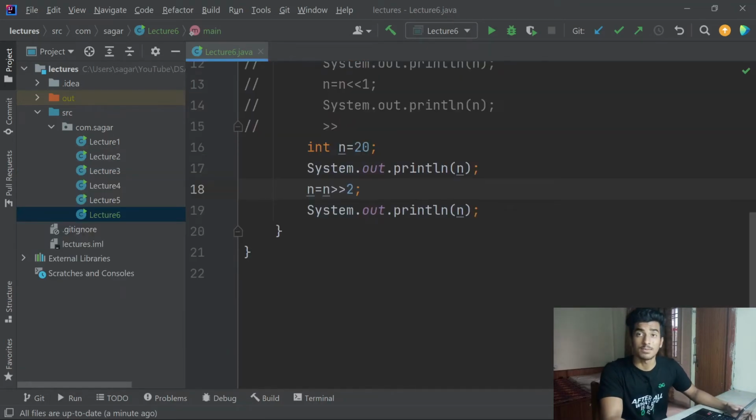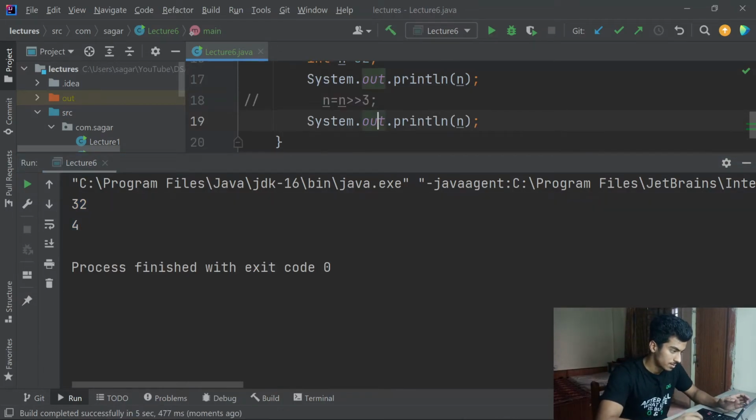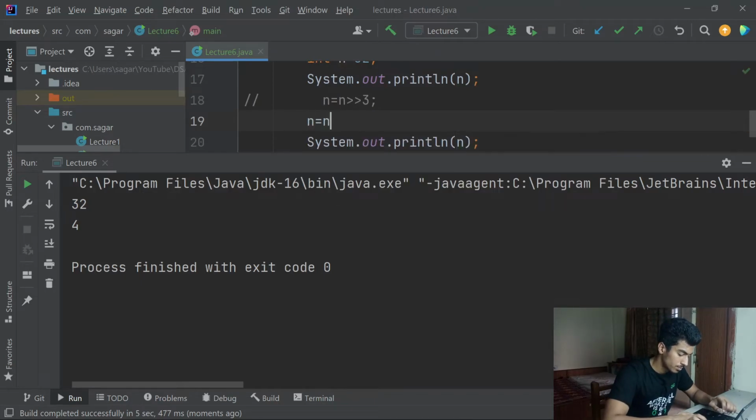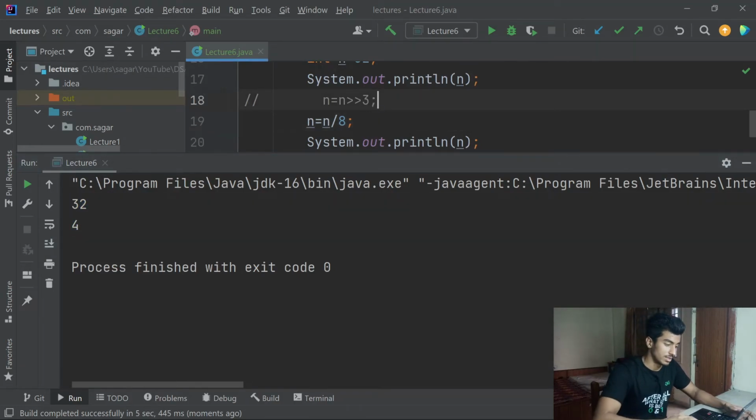So when you want to divide some number with 2 to the power n, then you can write it like this. Suppose I have here 32, I want to divide it with 8, so I will write here 32 divided by 8 is, as you can see, 4. You can also write it as this. This is the same thing. You can see here 32 and 4, and this is also the same.